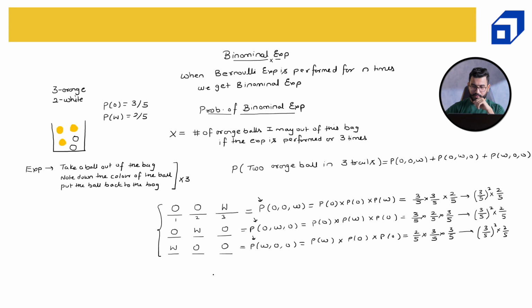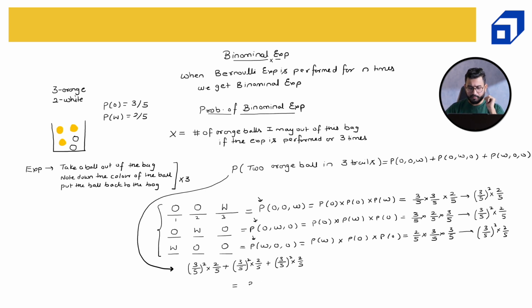So I'm just taking it over here. So it will be 3 by 5 to the whole square into 2 by 5 plus 3 by 5 to the whole square into 2 by 5 plus 3 by 5 to the whole square into 2 by 5. Now all the 3 terms are similar, so we can just simply write it as 3 times 3 by 5 to the whole square into 2 by 5.